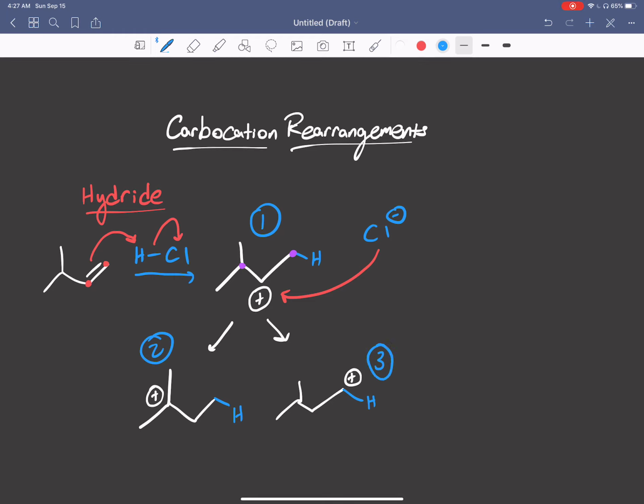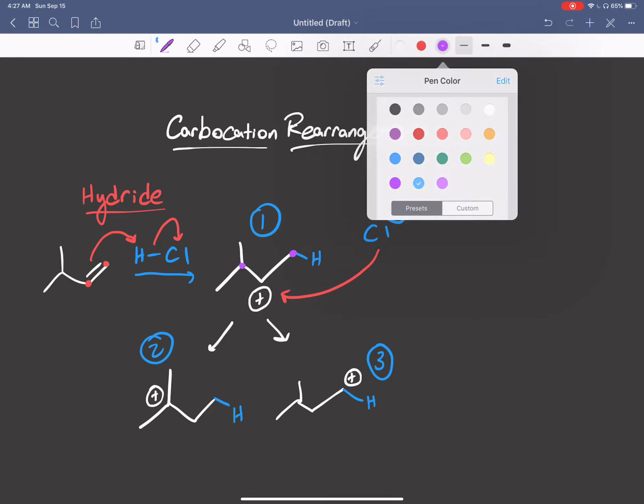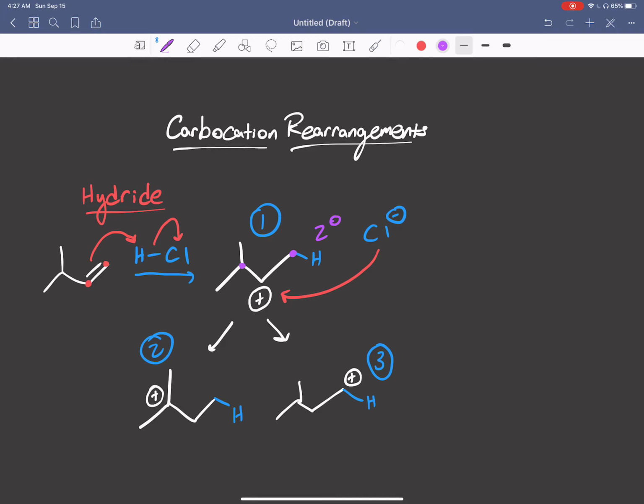the more stable one? On number 1, we have a secondary carbocation. Number 3 is going to be a primary carbocation. Primary carbocations are one of the more unstable ones. On number 2, we have a tertiary carbocation. If we remember from our carbocation stability, the tertiary is going to be more stable because it has more electron donating groups that help stabilize that positive charge. So our tertiary carbocation is more stable than all three of these.